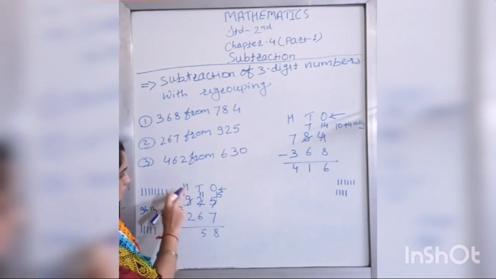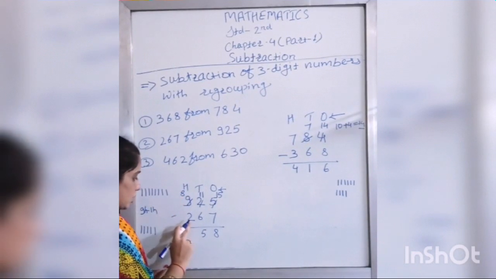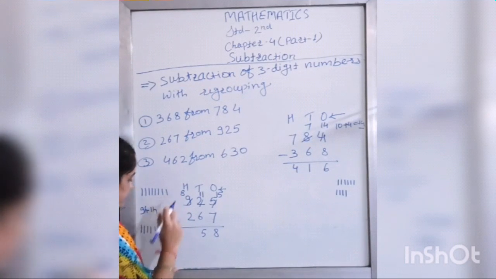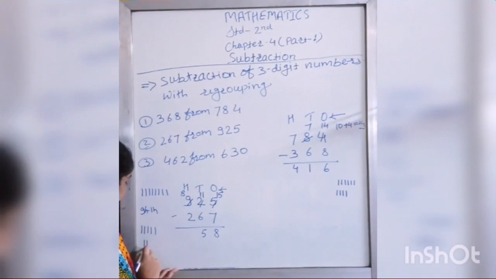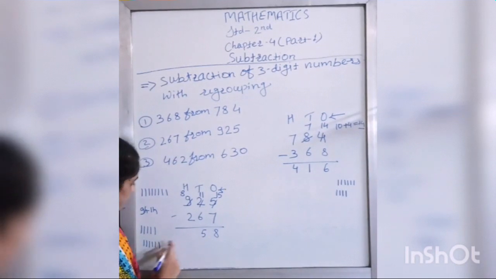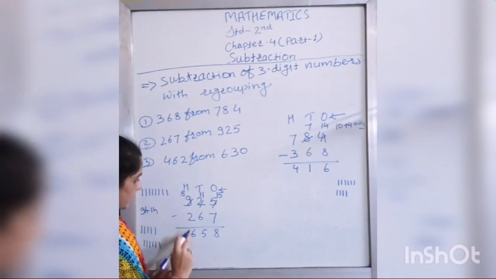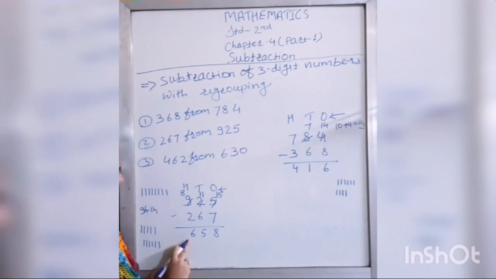Now subtract the numbers on the hundreds place. 8 minus 2. Count after 2 till we get 8: 3, 4, 5, 6, 7, 8. Count these lines: 1, 2, 3, 4, 5, 6. 8 minus 2 is equal to 6.